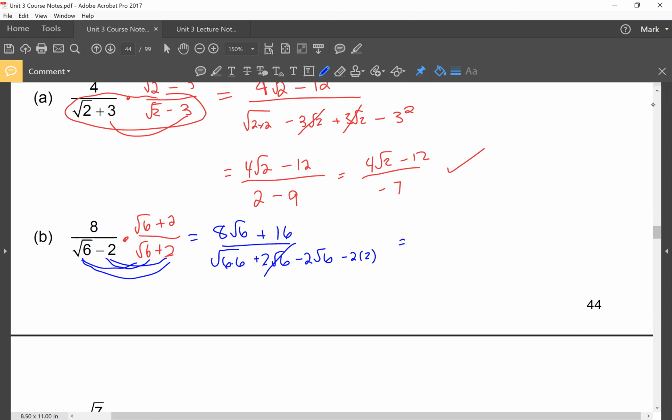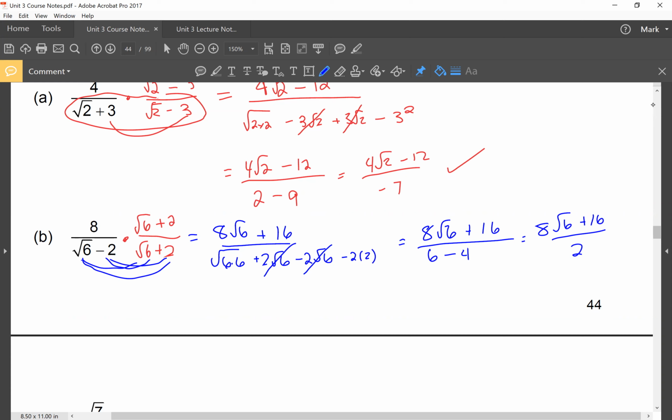So the middle terms cancel. And that's why we're doing this. That's why we are multiplying it by the conjugate, because the middle terms will always cancel. So what you end up getting is 8 root 6, not 16, sorry, plus 16 over 6 minus 4, which, well, I'll write this down. So 6 minus 4, so 8 root 6 plus 16 over 2.